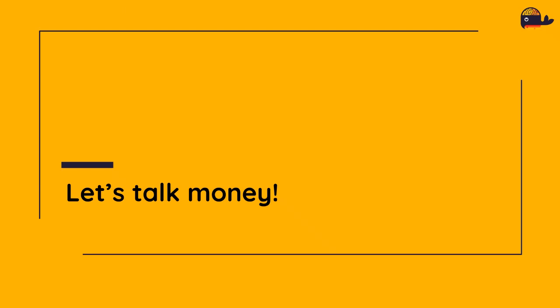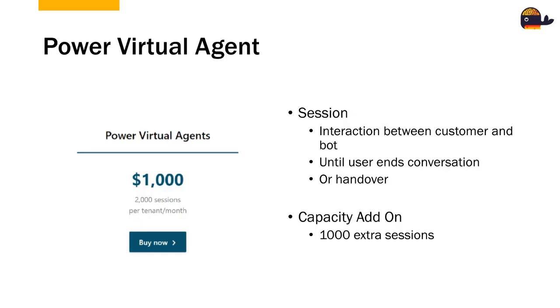Let's talk a bit about money. It's always important to know how much things are costing. Power Virtual Agent costs $1,000 per month for approximately 2,000 sessions. And a session is a started interaction between a customer and a bot. It can be 20 messages or 50, that's one session, or until a handover is started. There are possibilities to add capacity to have 1,000 extra sessions, of course, topping up what you're paying for.